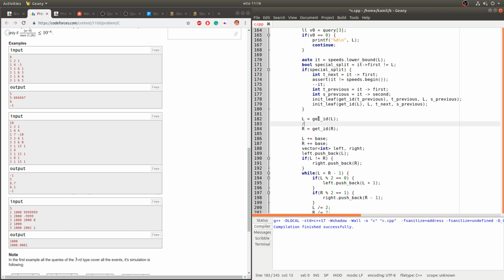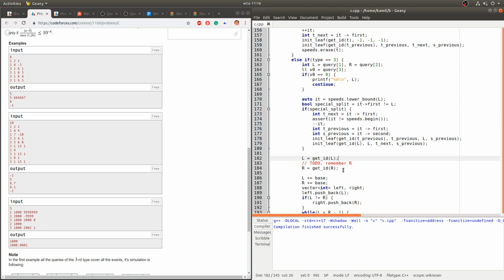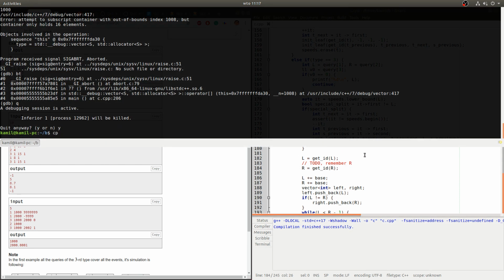Maybe to do remember R. Let's solve a problem without R. That should be better. Without R, and instead let me copy this file because I might need it later. Memo cpp.